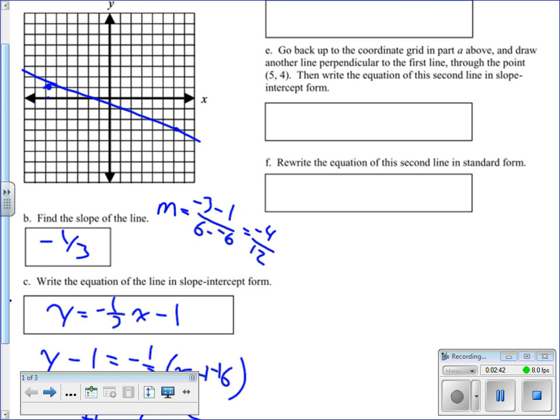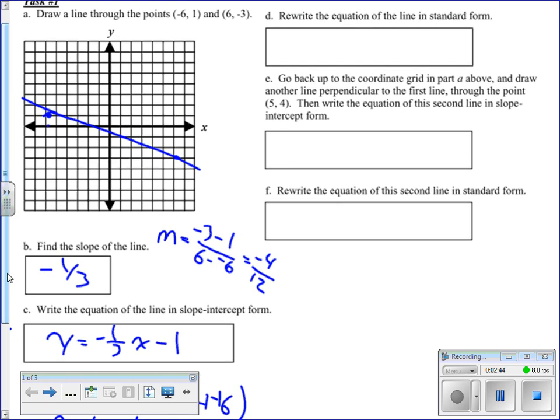Now, the next one, and this seemed to be the one that most people had a problem with. Rewrite the equation of the line in standard form. To write it in standard form, I need to get rid of any fractions and put the x's on the other side.